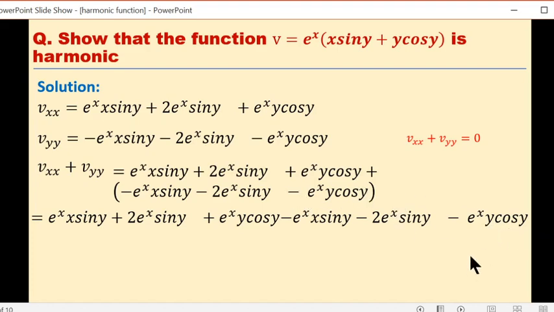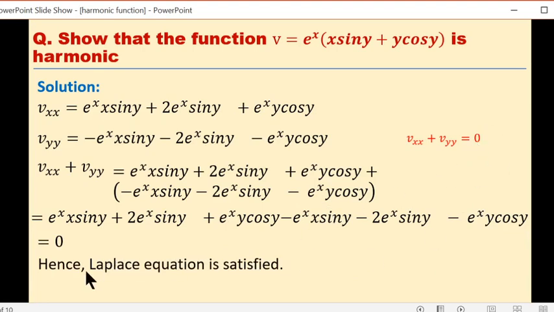Okay, here some simplification is happening. Look, everything is cancelling. E raised to x into x sin y will get cancelled with this minus e raised to x into x sin y. 2 e raised to x sin y will get cancelled with minus 2 e raised to x sin y. E raised to x y cos y will get cancelled with minus e raised to x into y cos y. And we get the answer as 0, and that is the required right hand side. Hence, we can say Laplace equation is satisfied. And if Laplace equation is satisfied, that means the function is harmonic.